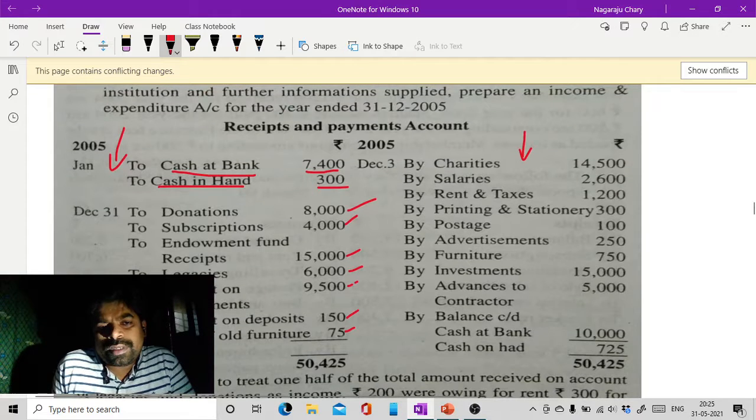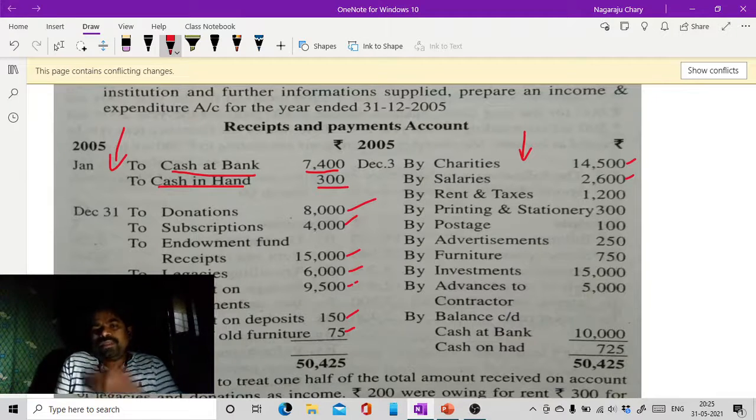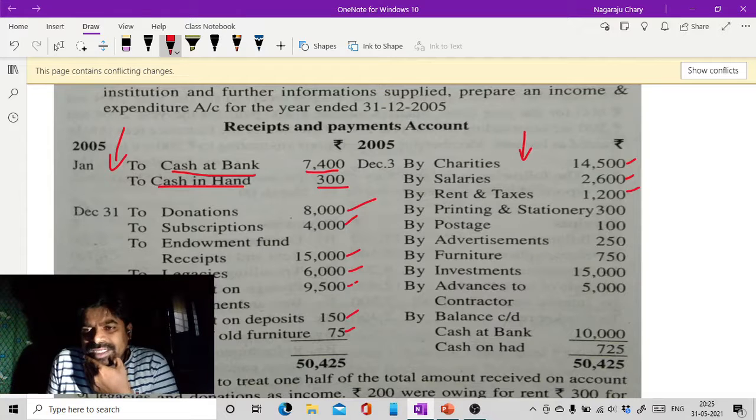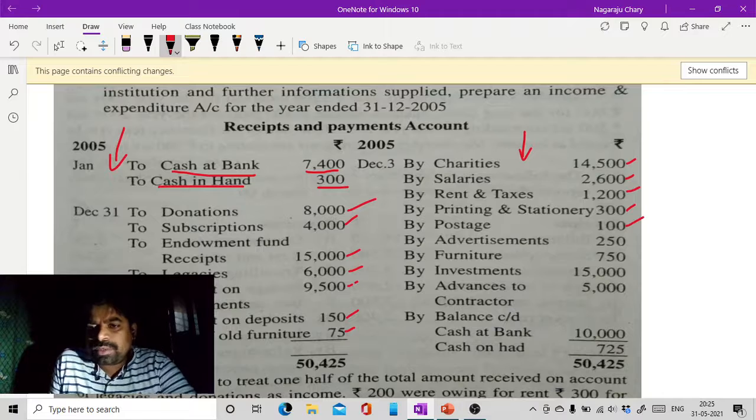So you see, these are the receipts and the payments. Payment is done to charities, 14,500. Salaries paid 2,600. Rent and taxes 1,200. Printing and stationery 300. Postage 100. Advertisement 250. Furniture 750. Investments 15,000. Advances to contractor, that is a payment, 5,000.